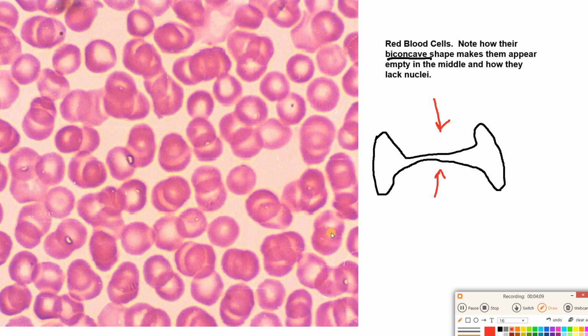And this actually makes red blood cells rather flexible and rather stackable, which is good for getting through narrow blood vessels. Now, one consequence of the biconcavity is they're so thin in the middle. And then if you look at this guy right here, it looks like he's empty in the middle. He's not actually empty in the middle. He's just really skinny in that middle because of that biconcave shape.